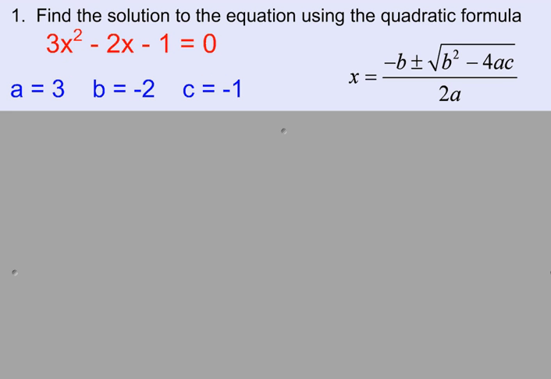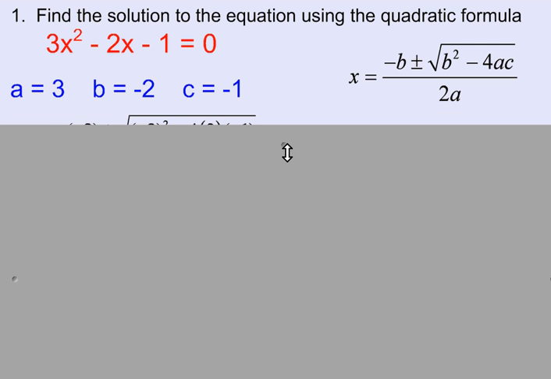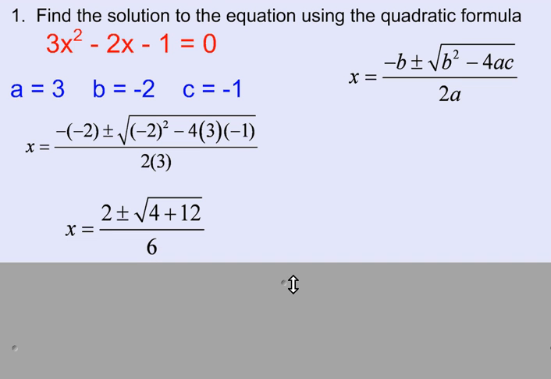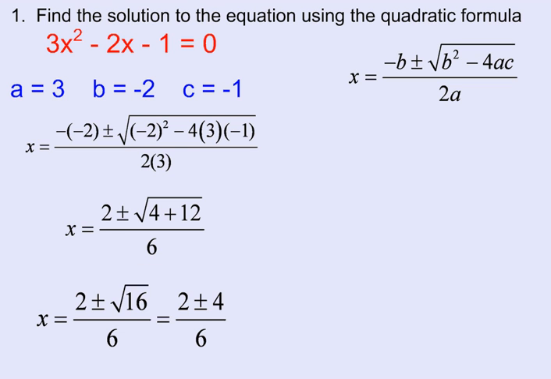If I put those values then into our quadratic formula, which is listed on the right, I will get x equals the opposite of negative 2 plus or minus the square root of negative 2 squared minus 4 times 3 times negative 1, all divided by 2 times 3, which gives us positive 2 plus or minus the square root of 4 plus 12 over 6, which is 2 plus or minus the square root of 16 in the numerator, and the square root of 16 being a perfect square will be 4.